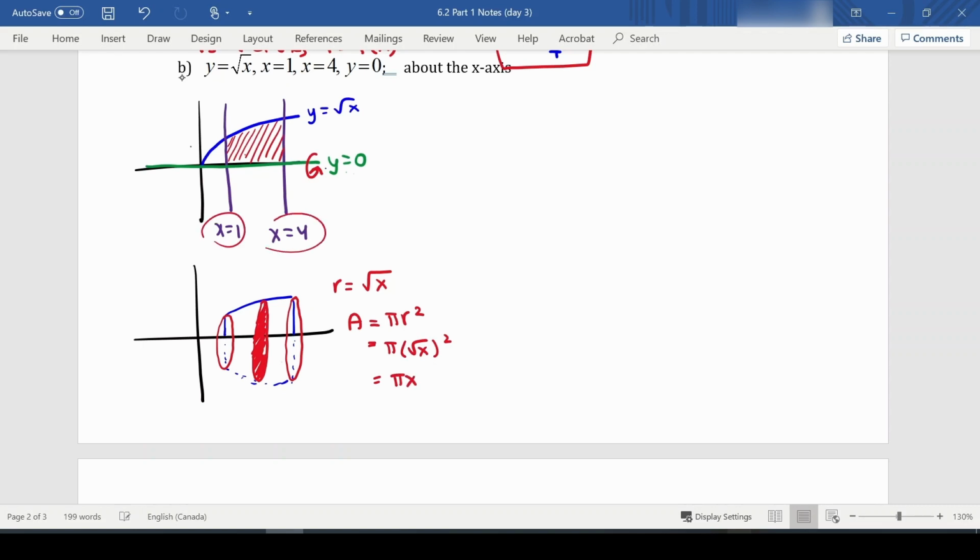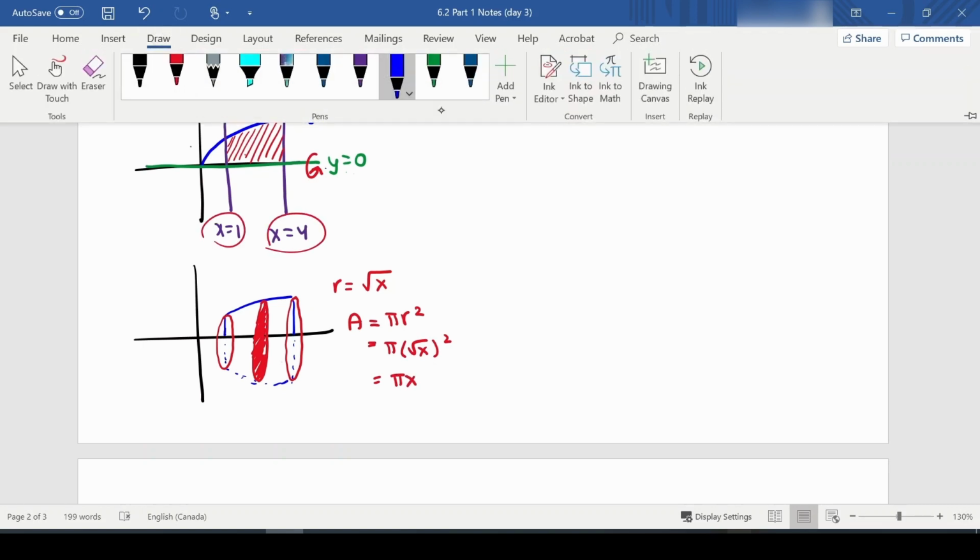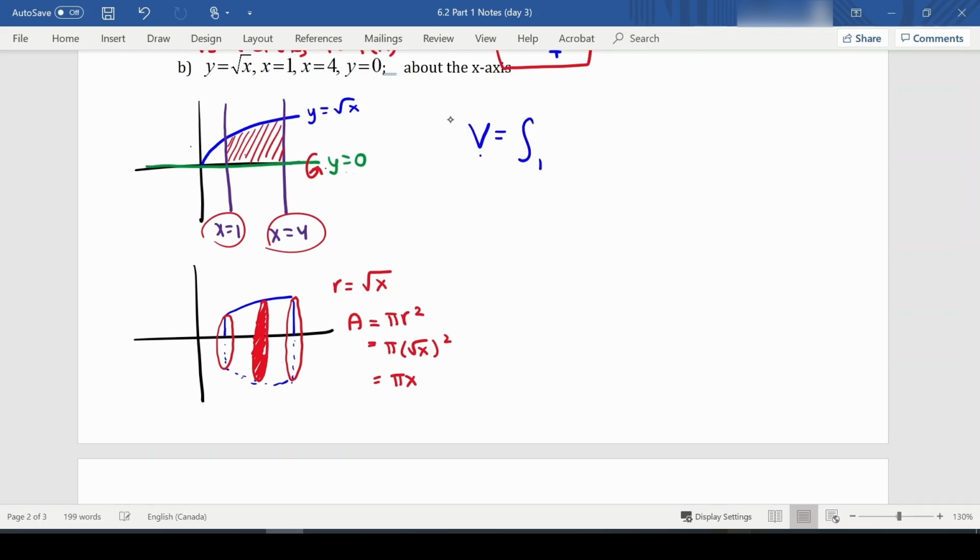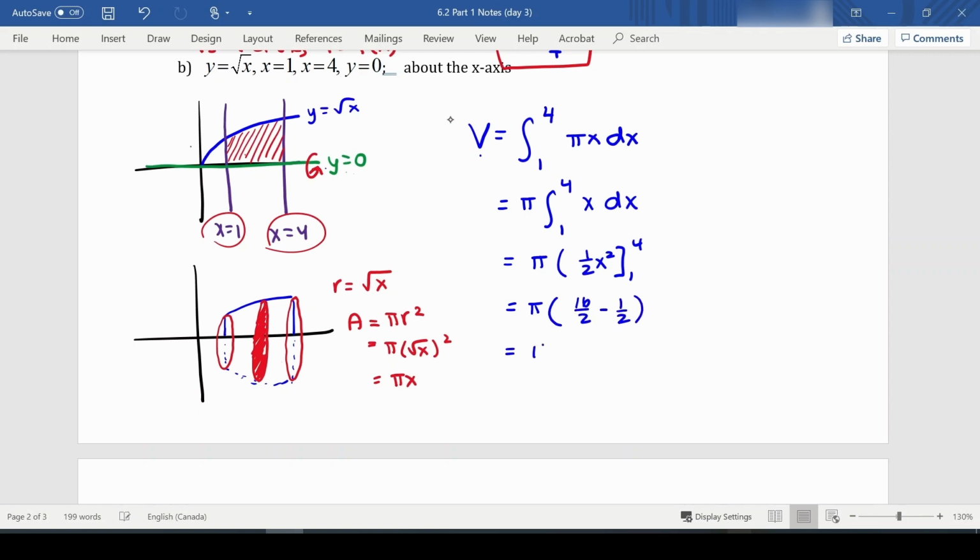We have our upper and lower bounds, so we can find our volume. We're going to be going from 1 to 4 of pi x dx, or pi times the integral from 1 to 4 of x dx, which gives us pi times 1/2 x squared, evaluated from 1 to 4. This gives us pi times 16 over 2 minus 1 over 2, or 15 pi over 2.